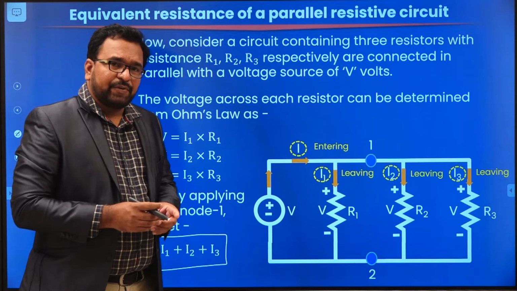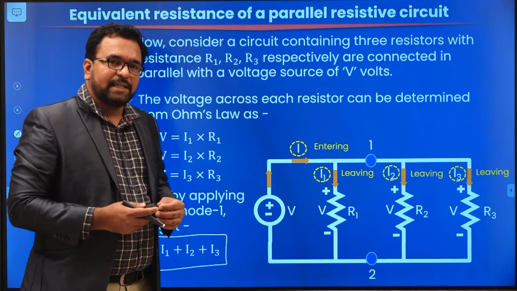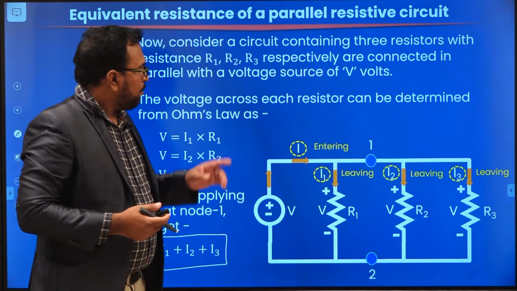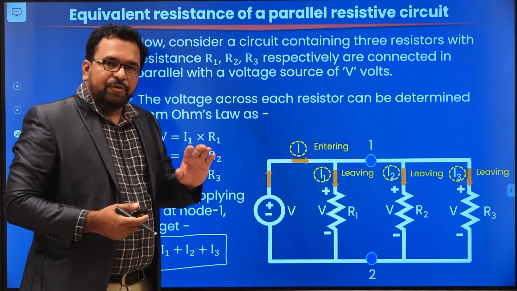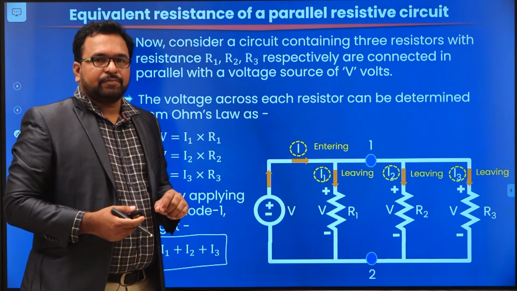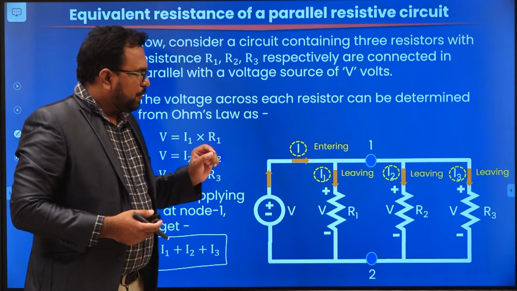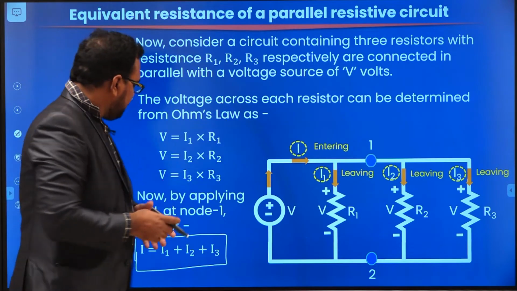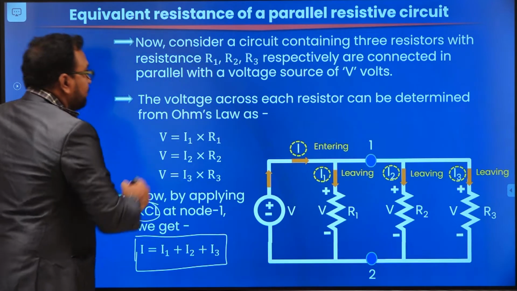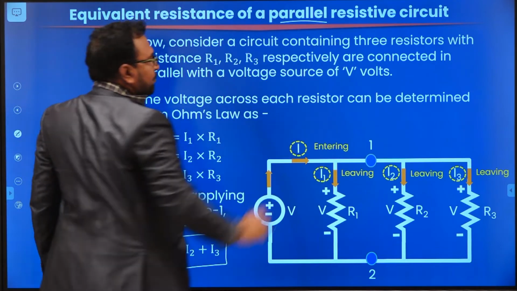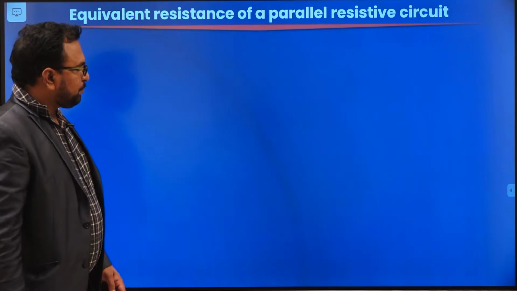In case of a series circuit, what is the law? What is Kirchhoff's law? We applied KVL. But in case of a parallel circuit, you have to use Kirchhoff's current law. So KVL is going to be used in series circuits, and KCL is going to be used in parallel circuits. That you have to keep in mind.